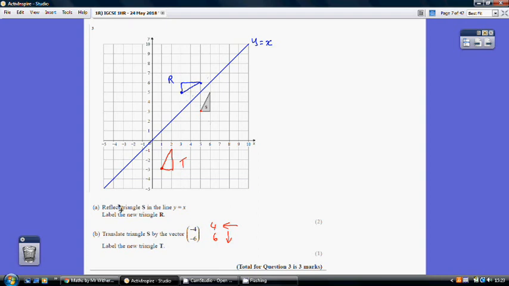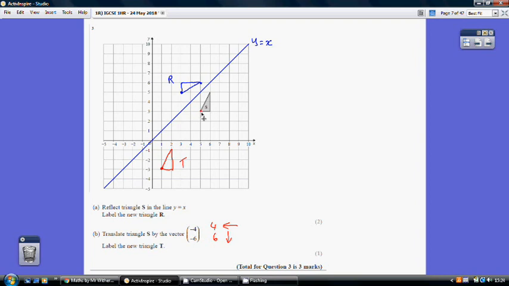Now for part B, we're being asked to translate triangle S. Now translating is just shifting. So we're shifting the triangle 4 to the left and 6 down. So the top number in the vector is the left or right, and the bottom number in the vector is the up or down. So we've got to shift shape S 4 to the left and 6 down.